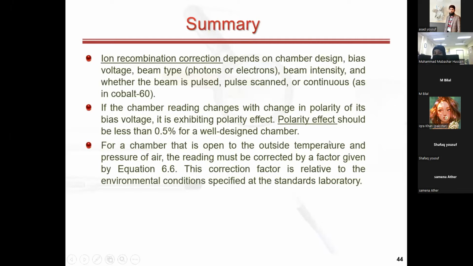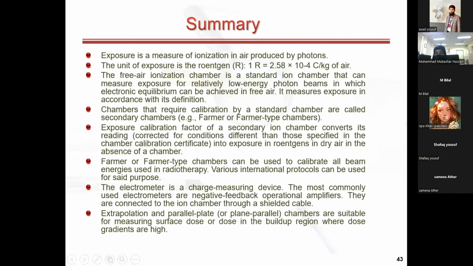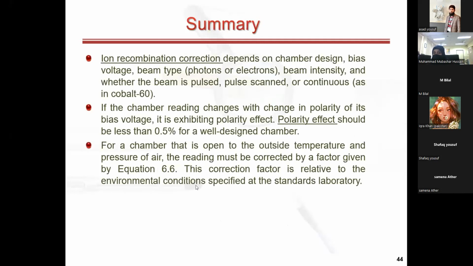For a chamber that is open to the outside air pressure, its reading must be corrected for environmental factors, that is temperature and pressure, as I told you in this equation. So the temperature pressure correction factor needs to be applied. This correction factor is relative to the environmental conditions specified at the standard laboratories.